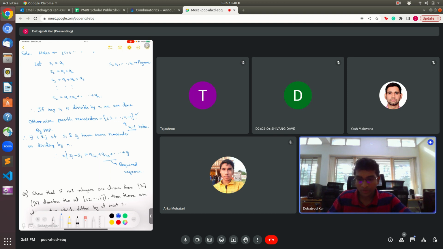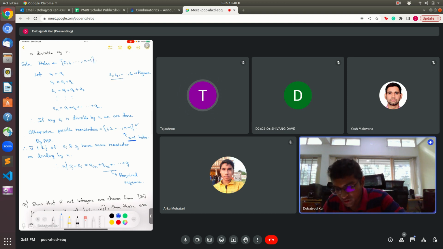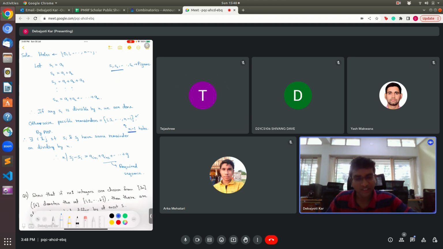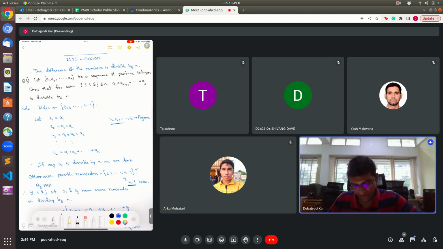Okay, because we assume that n does not divide any of them, because if n divides any one of them, we are done. So we assume that n does not divide any of them. So in that case, 0 is not a possible remainder. So there are n minus 1 possible remainders, and we have n numbers here. So two of them must have the same remainder. So that means we have Si and Sj having the same remainder, and then their difference must be divisible by n. Okay. So this is done.